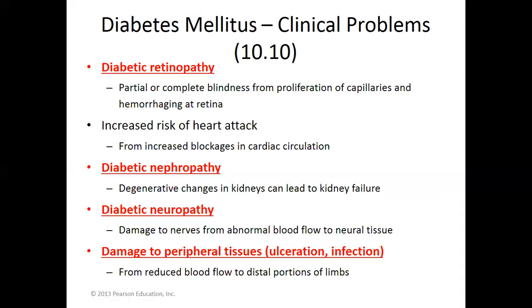Neuropathy can lead to damage in nerves because of abnormal blood flow to neural tissue. And if there's abnormal blood flow to tissue, you can get damage to those peripheral tissues where blood flow is supposed to go, but it's not getting there. And you can actually lose a limb because of this. It can be really, really severe if diabetes is not treated or not cared for.